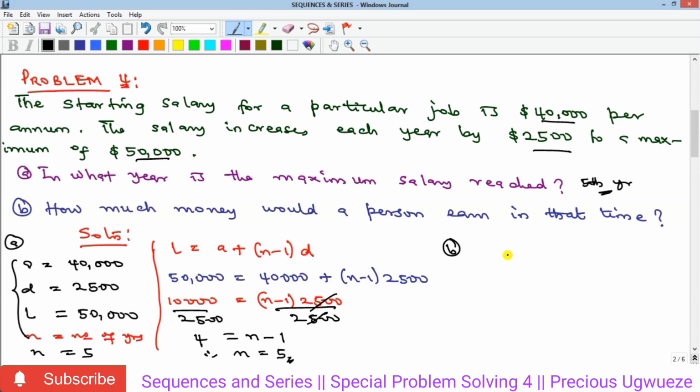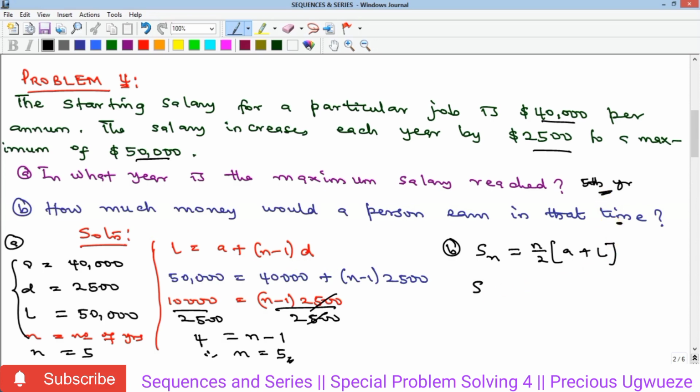In that case, the application here is just the sum of the terms of a sequence. So the question now is, how many terms are we summing? Remember our formula that Sn is equal to n over 2 into A plus last term, since we already know our A and our last term. You can also use 2A plus n minus 1 times D. In this case, we are summing for the first 5 years, since the time being referred to is the 5th year.